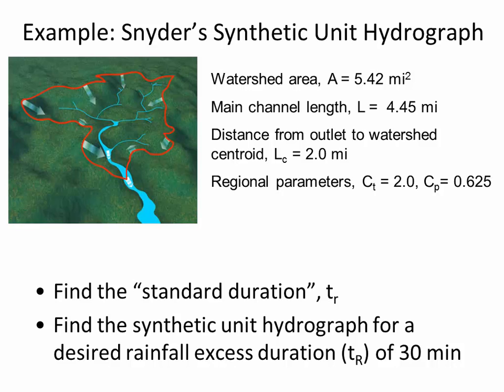So we'll follow through the steps, starting with step 0, where we just sort of lay out all the data in a single place. The area is 5.42 square miles. The length is 4.45 miles. L sub C is 2 miles. C sub T is 2. And C sub P is 0.625.